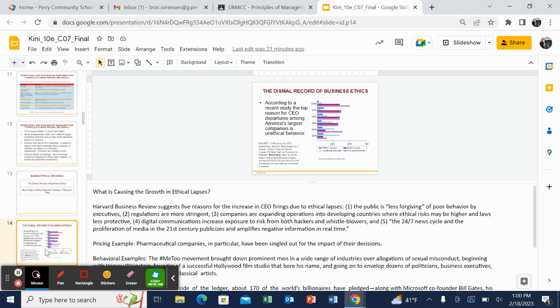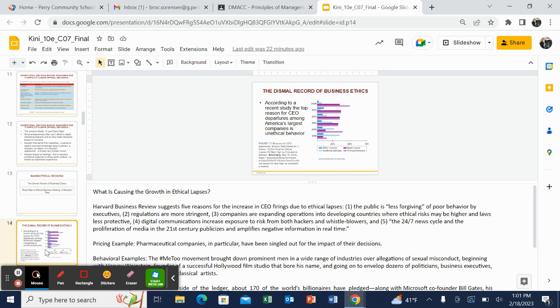And then we have four, digital communications increase exposure to risk from both hackers and whistleblowers. With email correspondence, text messages, and so on, if you have high ranking officials in your company partaking in unethical behavior, there is greater opportunity for security breaches, where hackers and whistleblowers can obtain that data and release it to the public, and that usually causes a firing or a resignation.